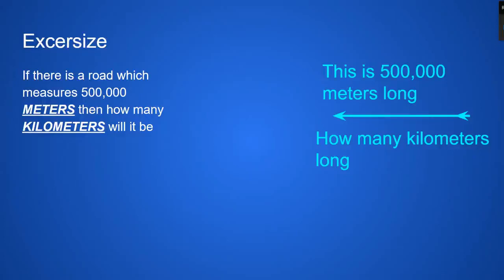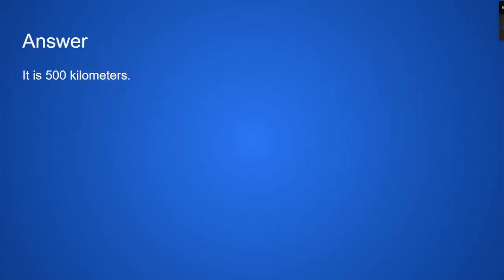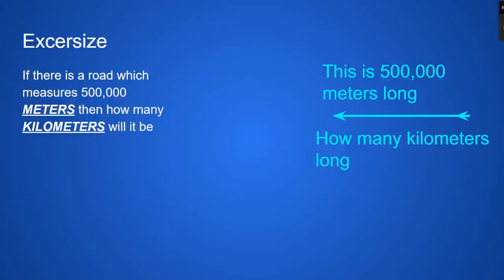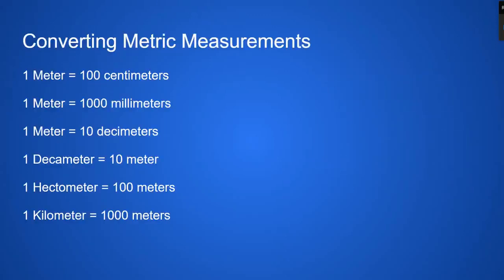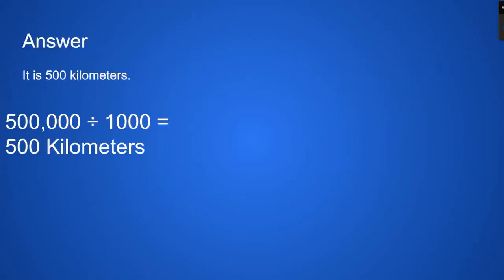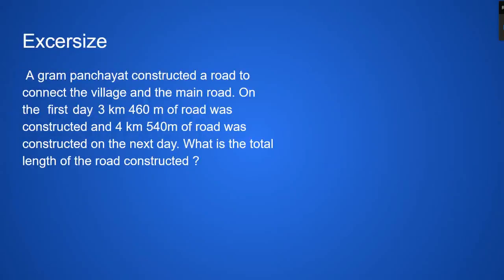Pause the video. If you did, then cool. If you didn't, here it is. 500 kilometers. As if you take 500,000 meters, and since 1 kilometer is equal to 1,000, 500,000 divided by 1,000, that's equal to 500 kilometers. Okay, so this guy constructed a road to connect the village and the main road.